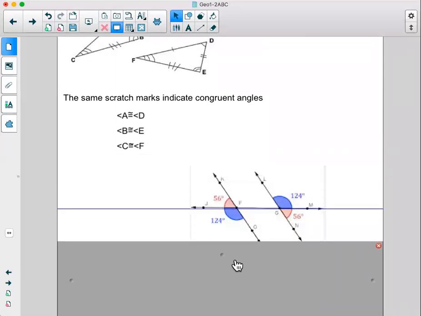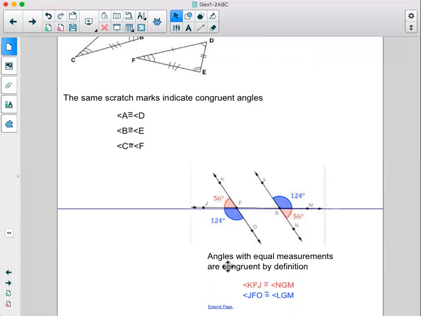Now let's look at this diagram. Pause the video and on your own paper, write down which angles have to be congruent, which angles are congruent. So if you're given equal measurements, then you can use the definition of congruency to know that if their measurements are equal, then that means the angles are congruent.